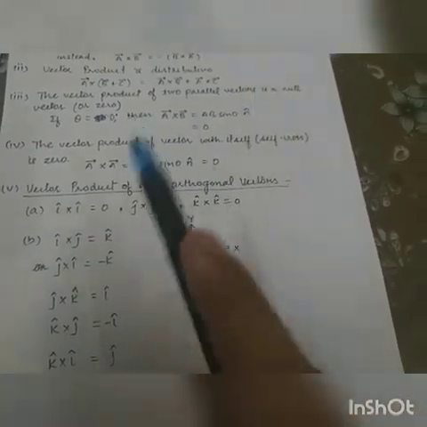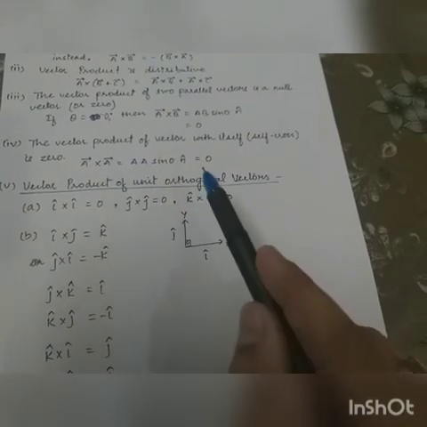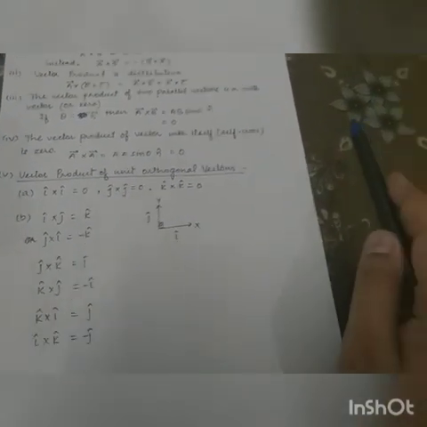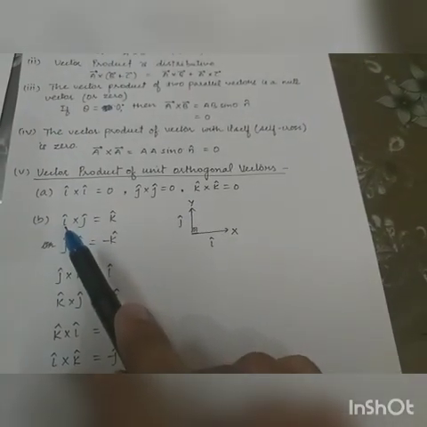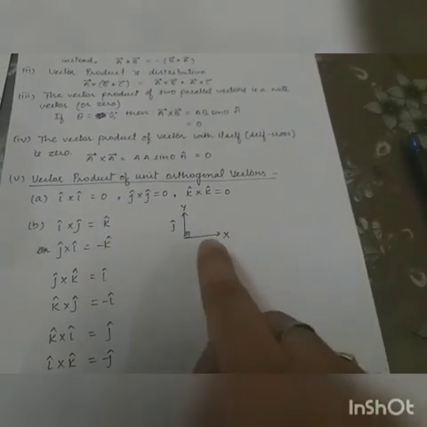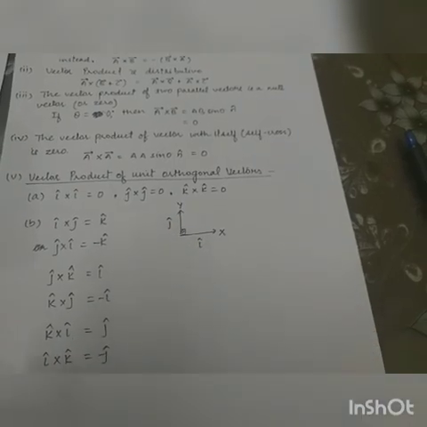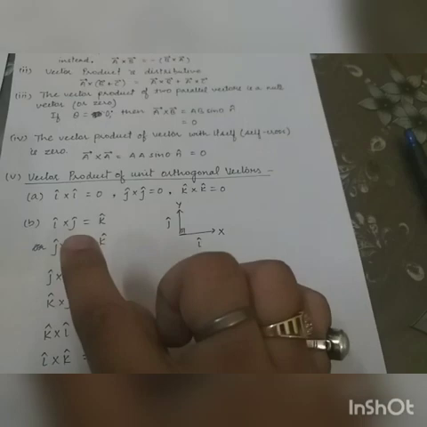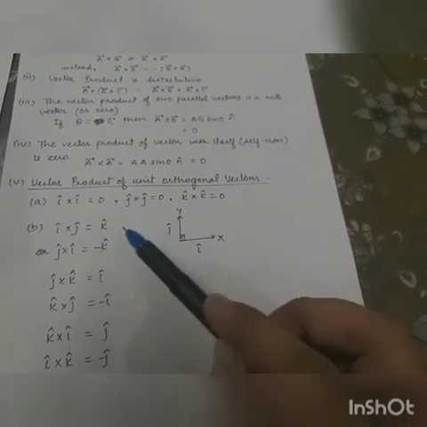Let's talk about the vector product of unit orthogonal vectors. I cross I with this formula is 0, j cross j is 0, k cross k is also 0. Again, now discuss some non-similar ones like I cross j. I cross j means I is the first vector and j is the second vector. In such case, first is magnitude of I, that is 1, magnitude of j, that is 1, into sine 90, that is 1. Now the direction.